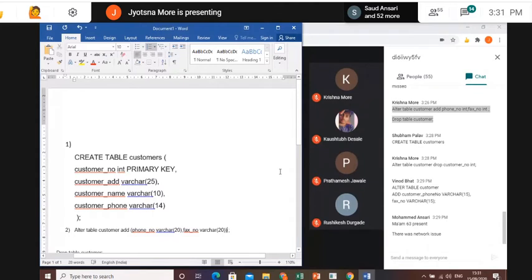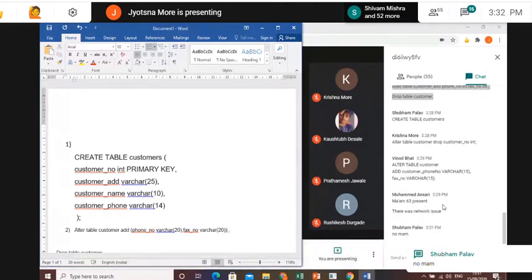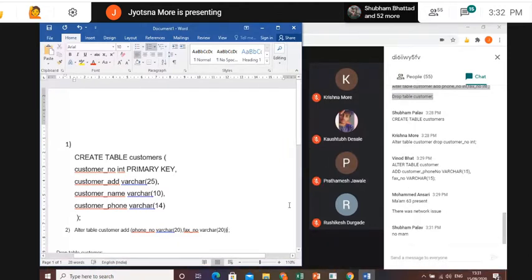Third question said, write the command for deleting the customer relation. So Krishna wrote drop table customer. Anyone else would like to add in this? Here, drop table customer.